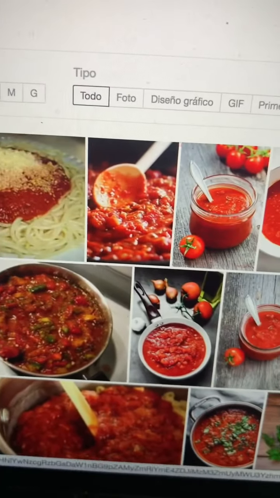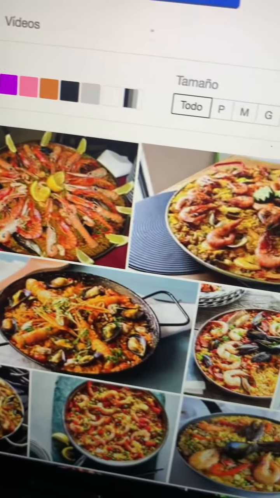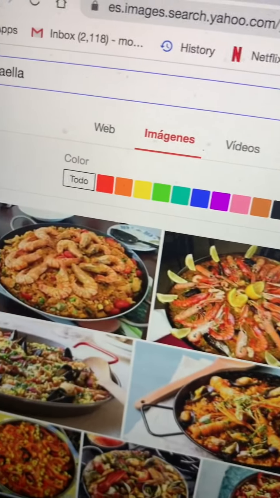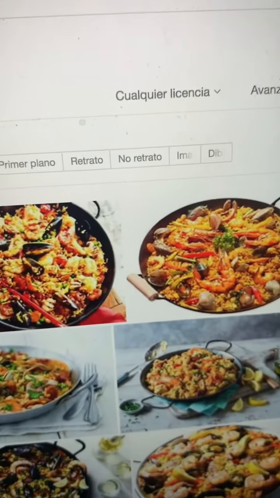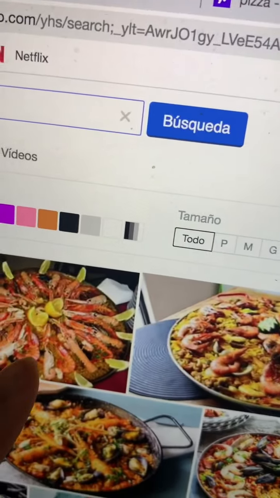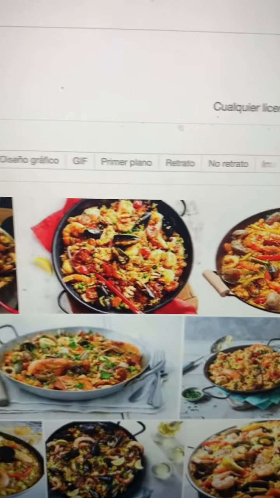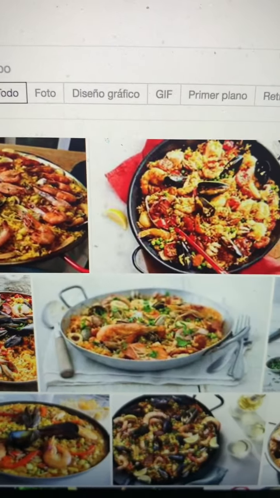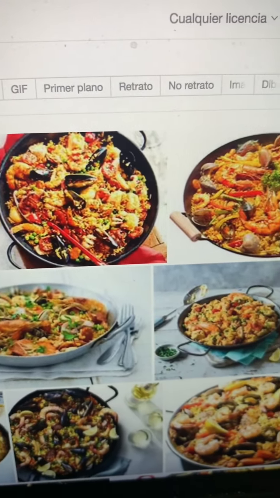Good job, guys. What about paella? Is this heterogeneous or homogeneous? Take a look. We have rice. This one even has lemons, shrimp. Paella is a heterogeneous mixture. Great job. Because it's made of different components that we can see.